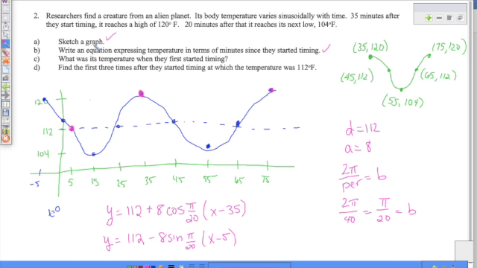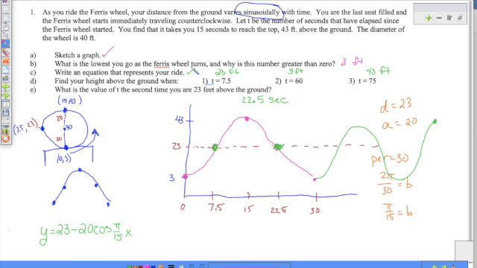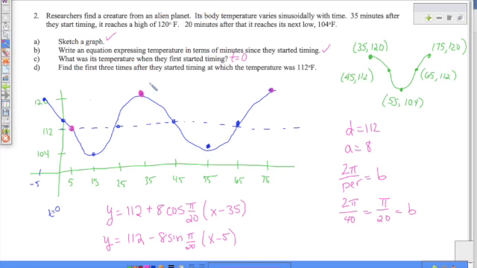So now we have the tricky question. What was the temperature when they first started timing? So that's at t = 0. But I have a problem. In this other one, I asked you stuff that was very easy to read off of your graph, right? Any of the points, or what was the height when t = 7.5? Well, that was one of your key points here. All of a sudden on this one, I'm asking you what is the temperature when we first started timing? Well, the only thing I know is that it's in between 112 and 120.